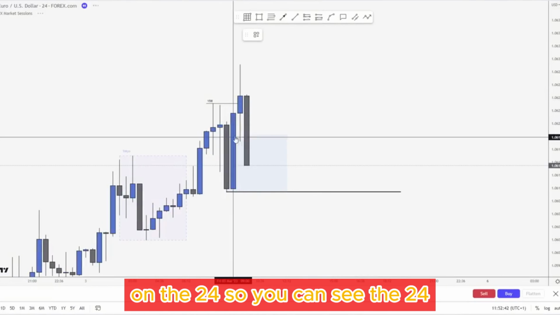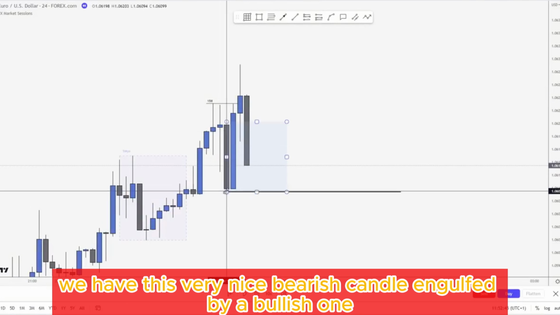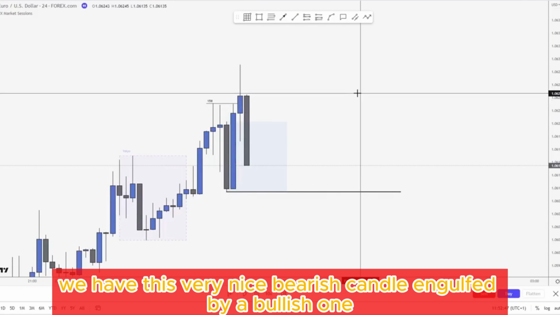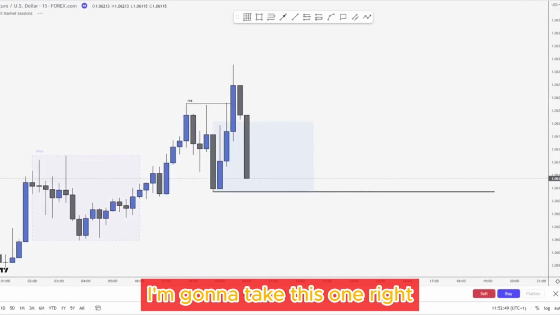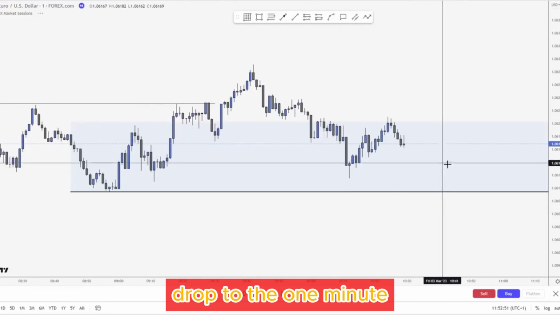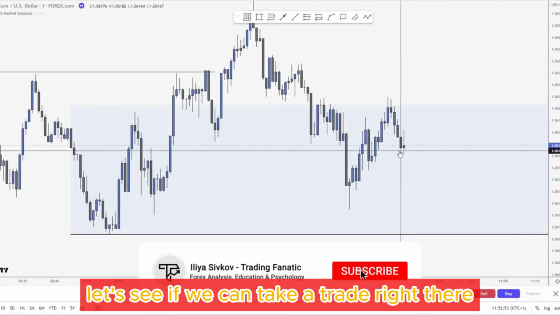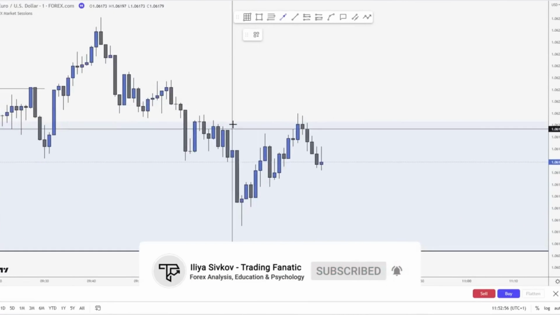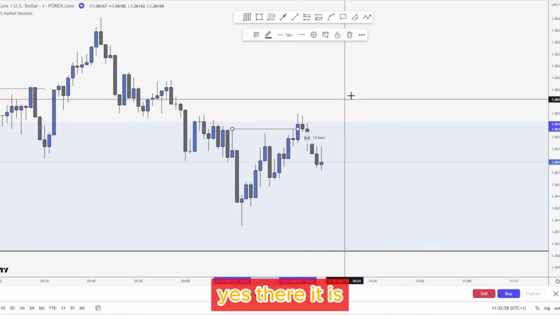Yeah, on the 24, you can see we have this very nice bearish candle engulfed by a bullish one. I'm going to take this one, right? Then you wait for the market to return, drop to the 1 minute. Let's see if we can take a trade right there. Yes, there it is. There it is.